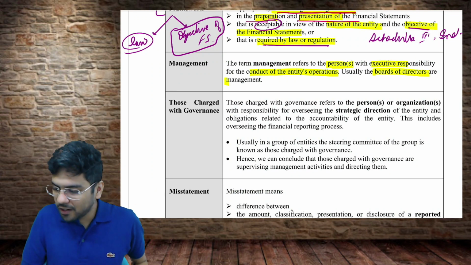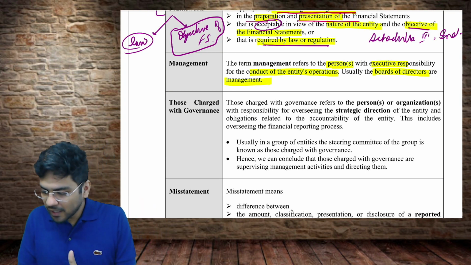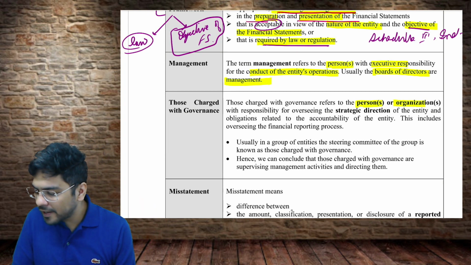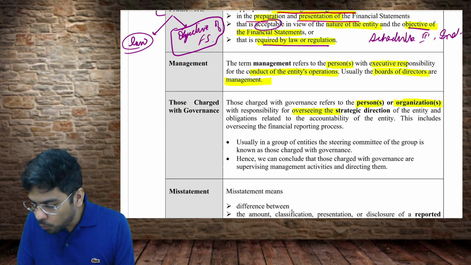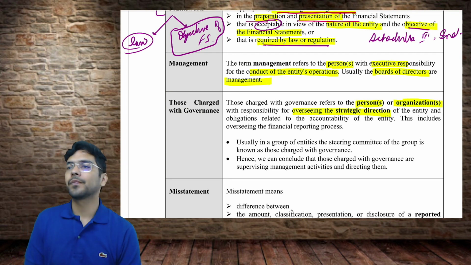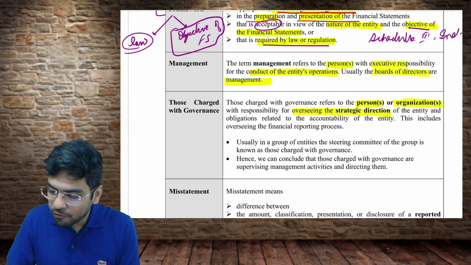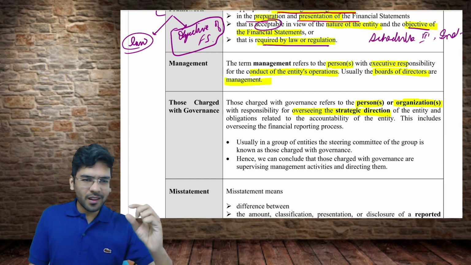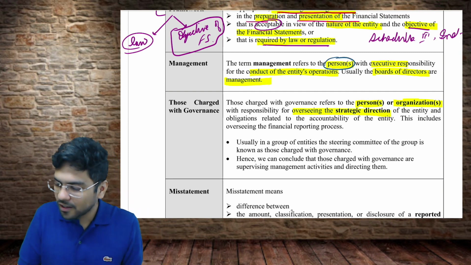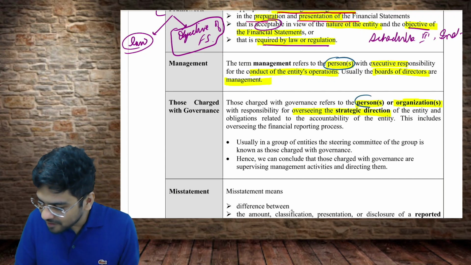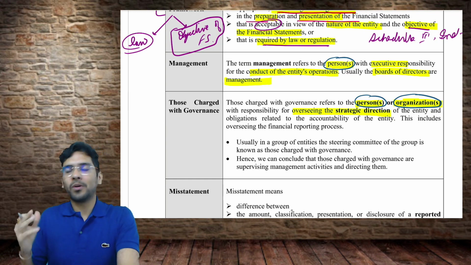Usually the board of directors are the management. And TCWG are generally persons, or see the word, organizations with responsibility for overseeing the strategic direction of the entity. Are you all okay with this? Okay, but please be very careful again. If you read the definition very minutely, in the word management we have only persons. But in TCWG we have persons as well as organizations.